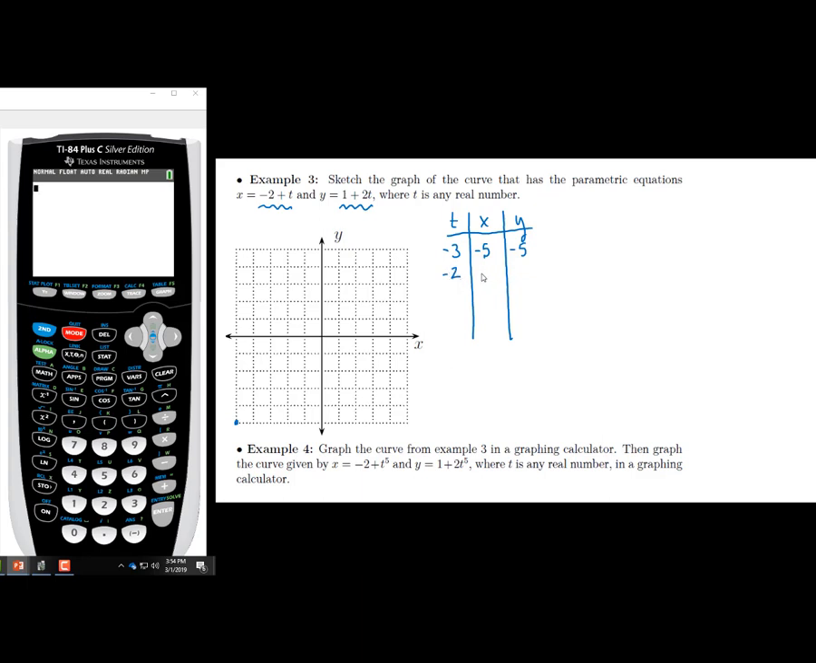-2 plus -2 is -4. Here we have 1 plus 2 times -2. That's going to give me -3. So -4 is my x, -3 is my y. That puts me there. -1, x is -3 if that's the case. Y is -1 when I plug -1 in for t. So that puts me there.